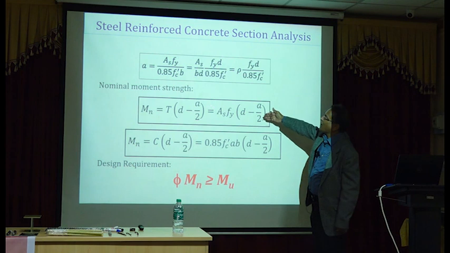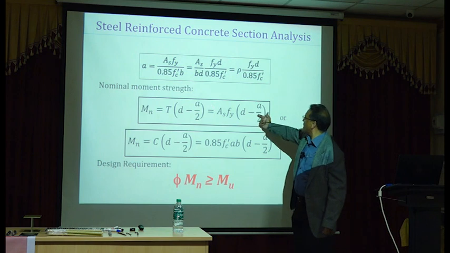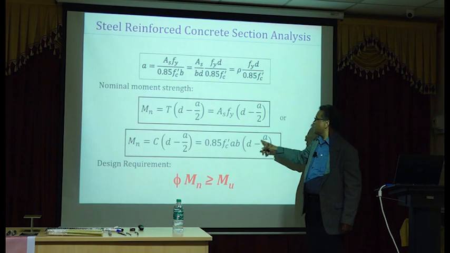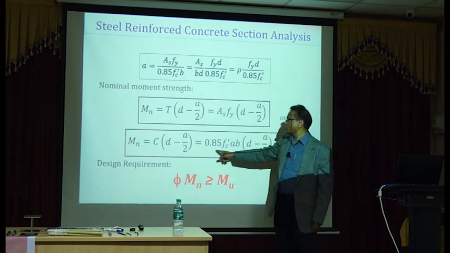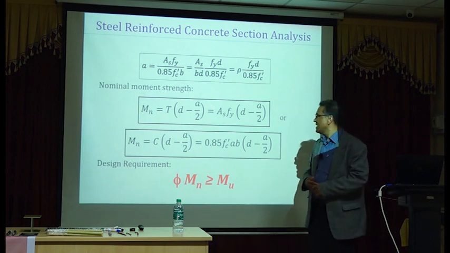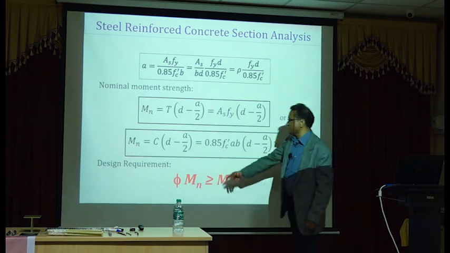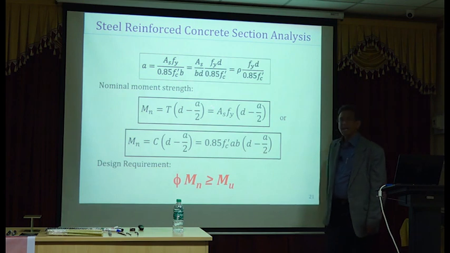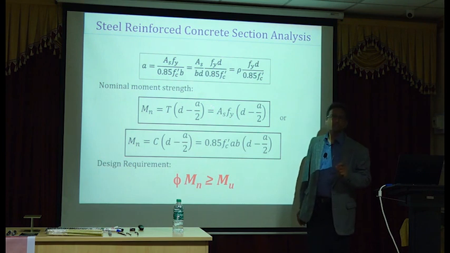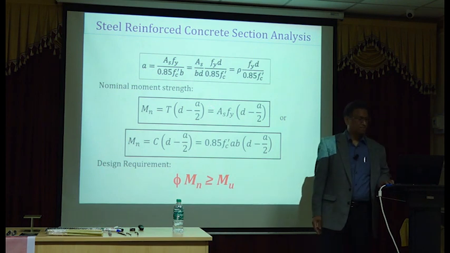Then you find out the moment strength based on effective depth minus A over 2 times total tensile force. Or you can use D minus A over 2, which is the moment arm, times the total compressive force 0.85 F prime C times A times B. Either one is fine. Okay, now that you got your nominal strength, this is nominal, phi Mn is the design moment strength. And we always work with design moment strength. Design moment strength needs to be greater than factored load effect.